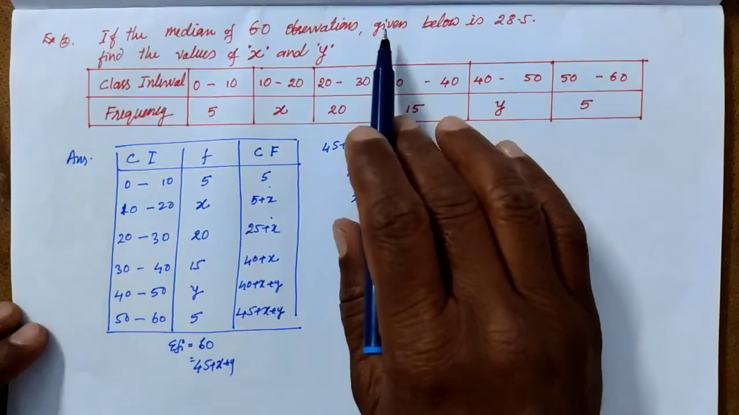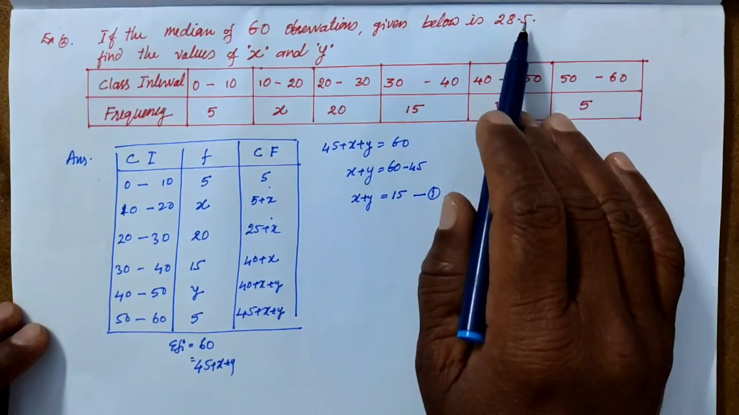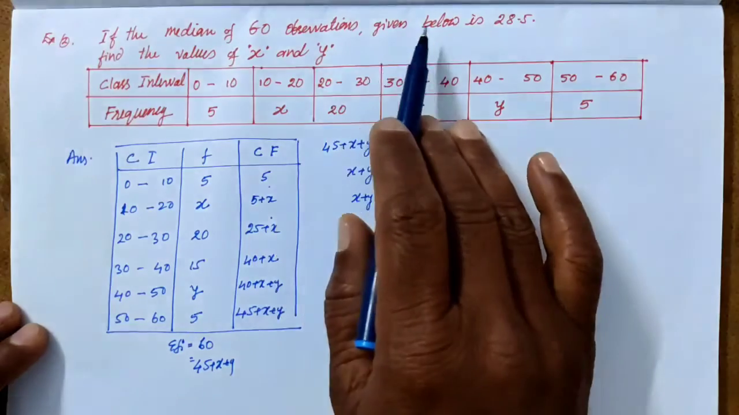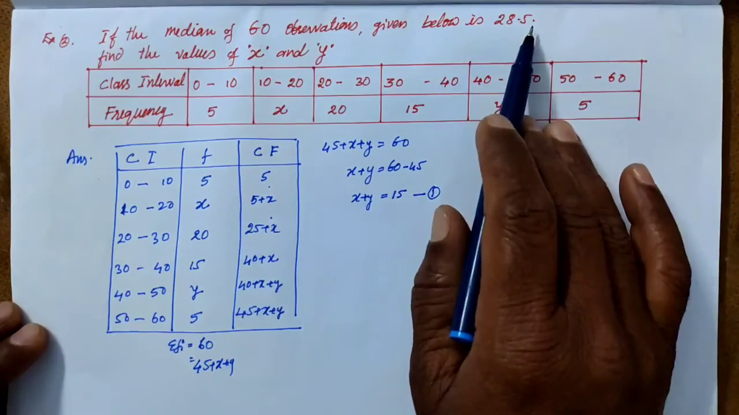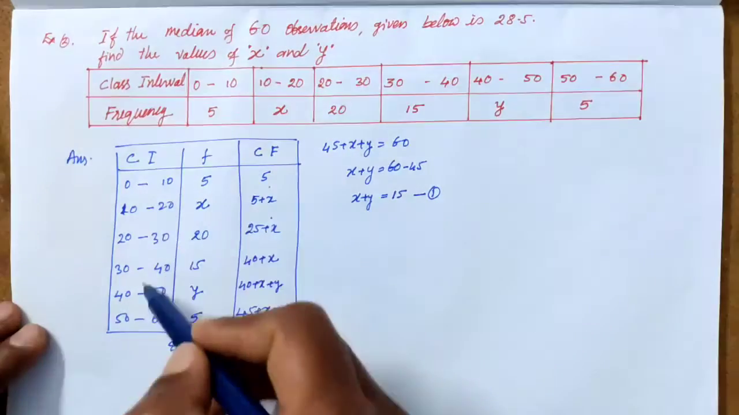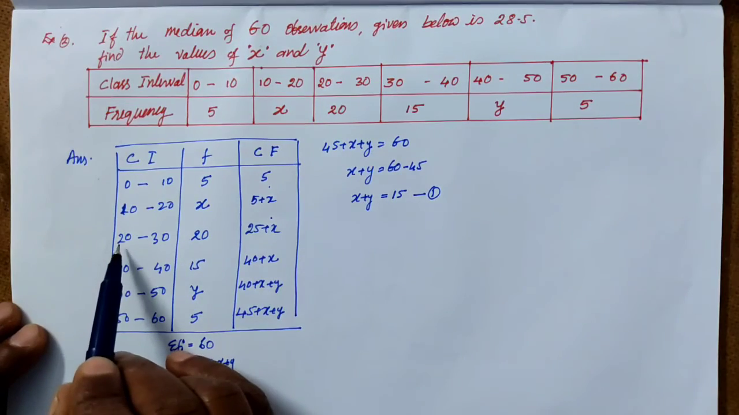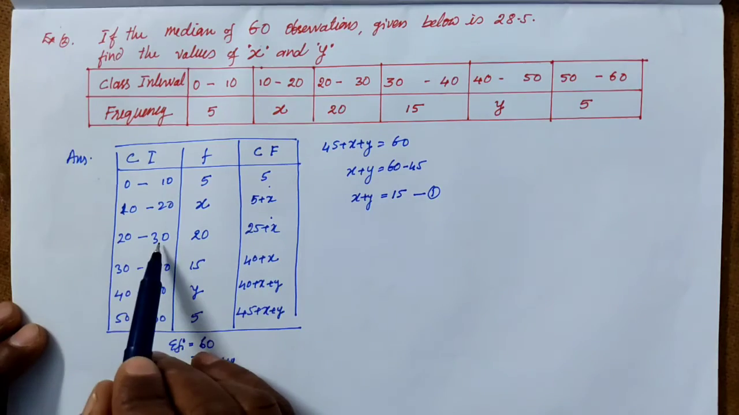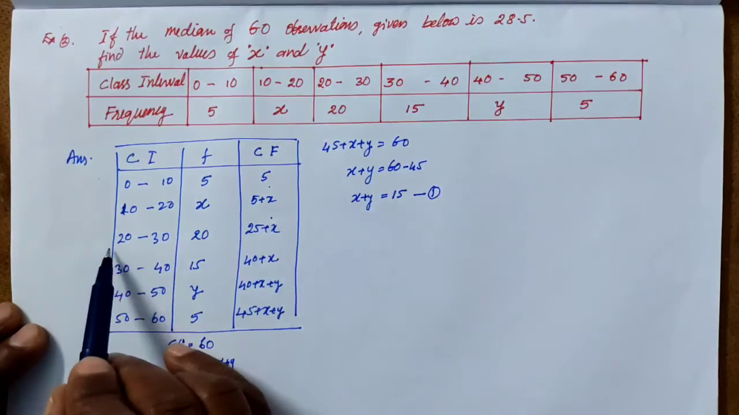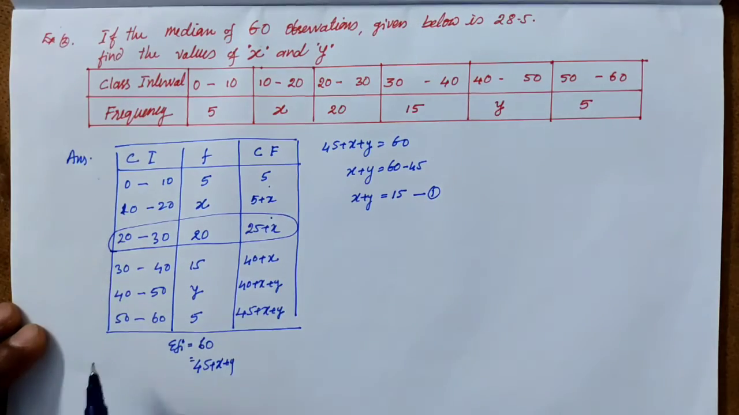And here the median is 28.5. The median of the 60 observations given below is 28.5. So among these class intervals, 28.5 will be in between 20 and 30. So this 28.5 is in between 20 and 30, therefore it is the median class. This is the median class.